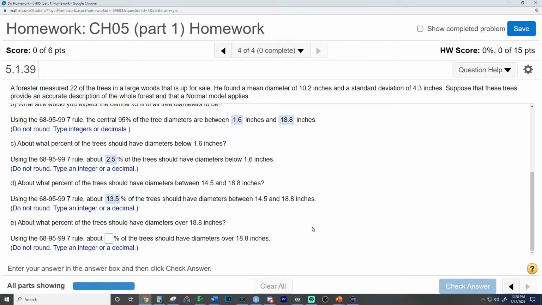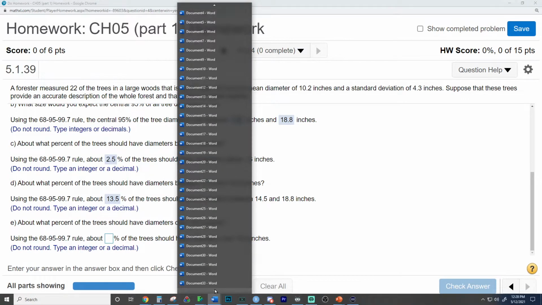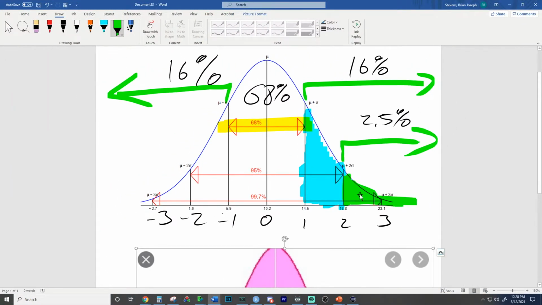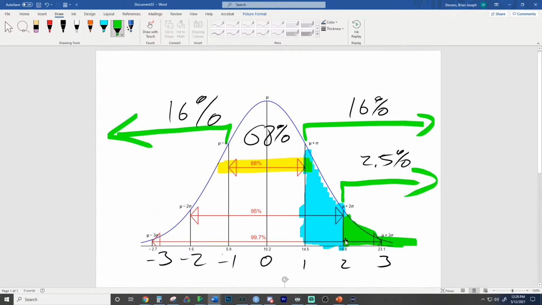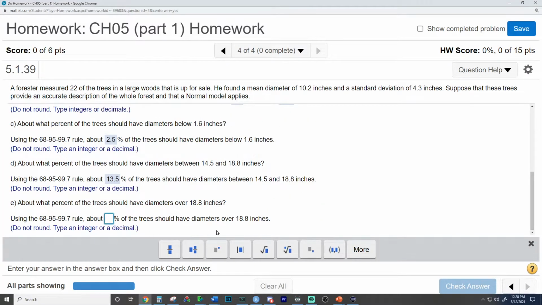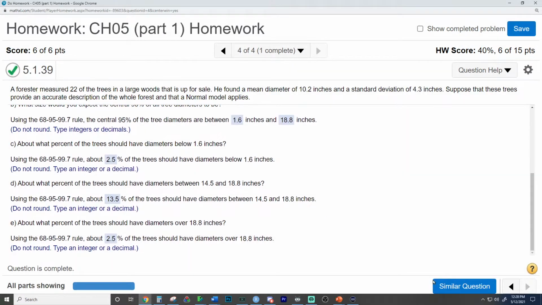And one more. Over 18 inches. So where's 18 inches at? Okay, 18.8, I think. Oh, well, we've already got that drawn in. We already solved this one by accident. Over 18 inches, 18.8 inches is 2.5. So great job. We already got the answer. Above it is 2.5, and we solved that by accident.